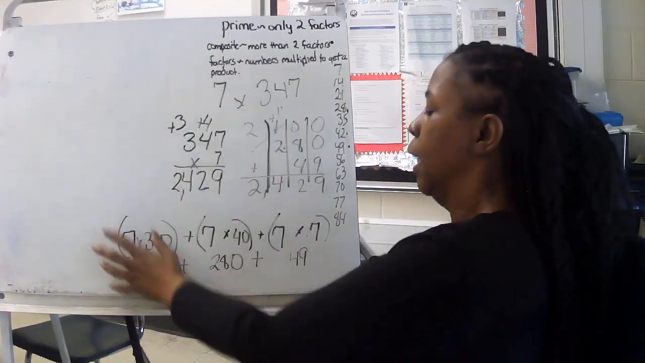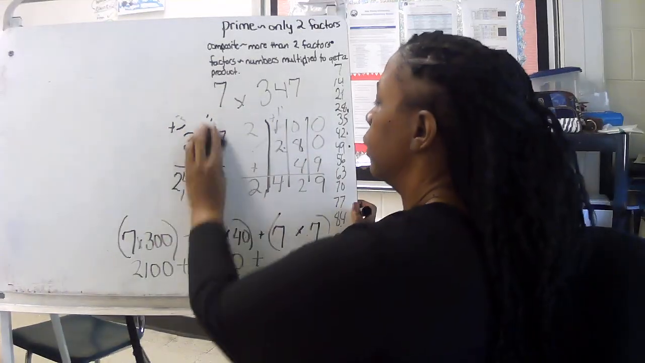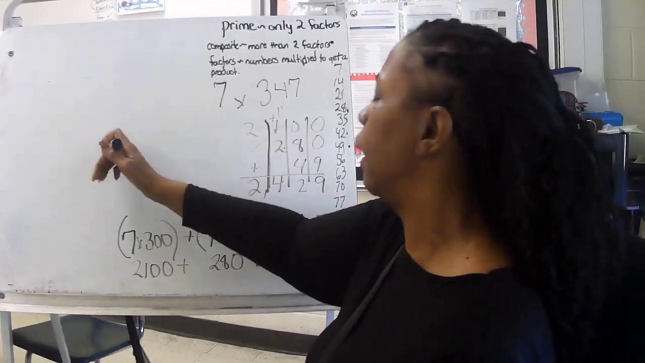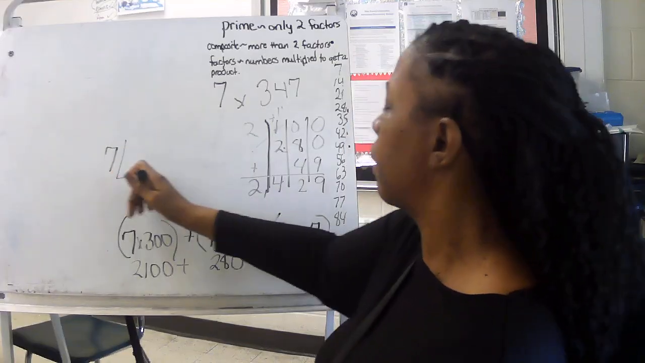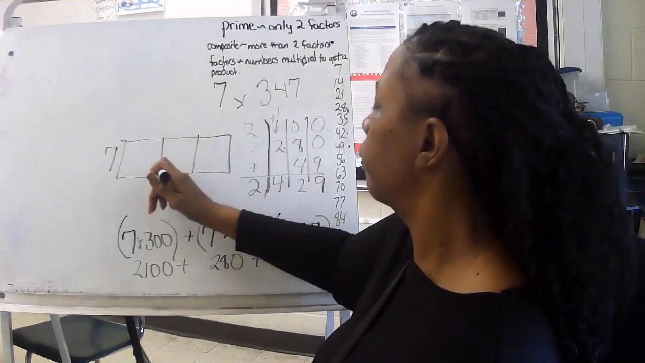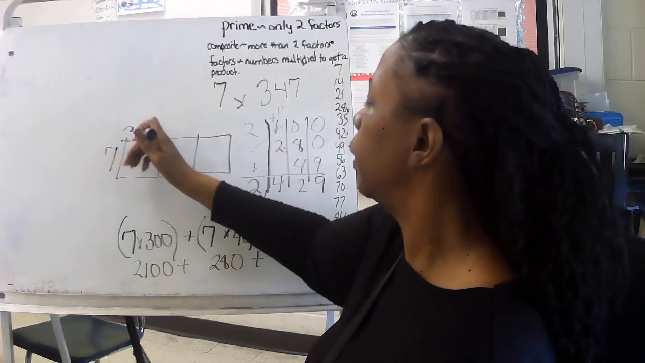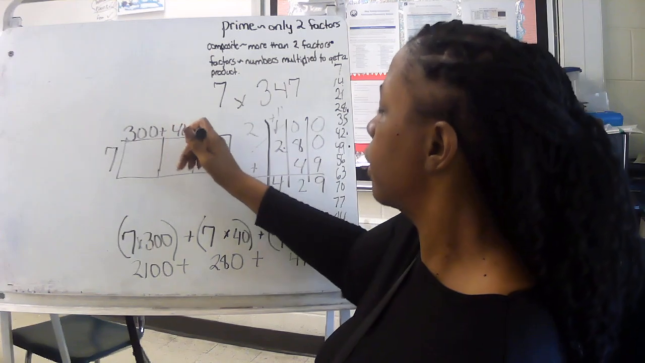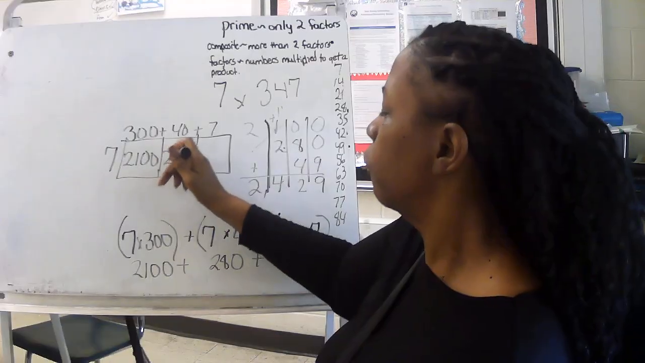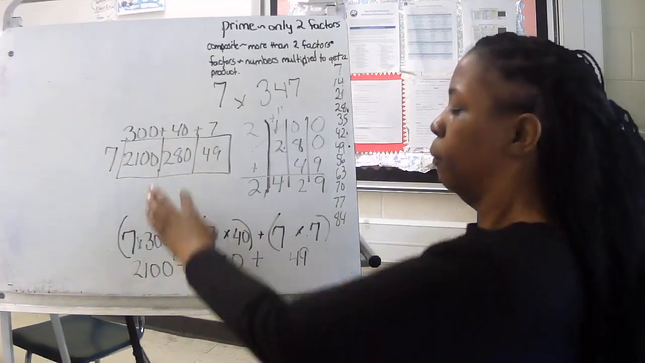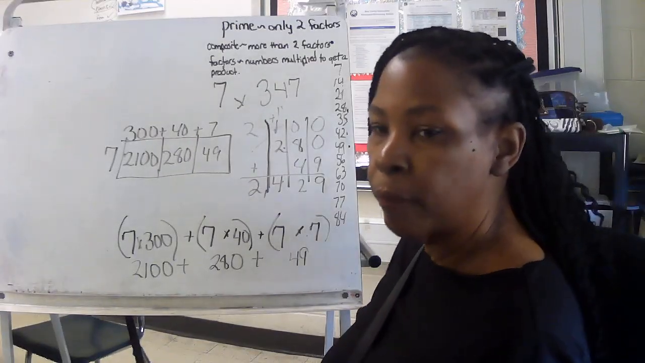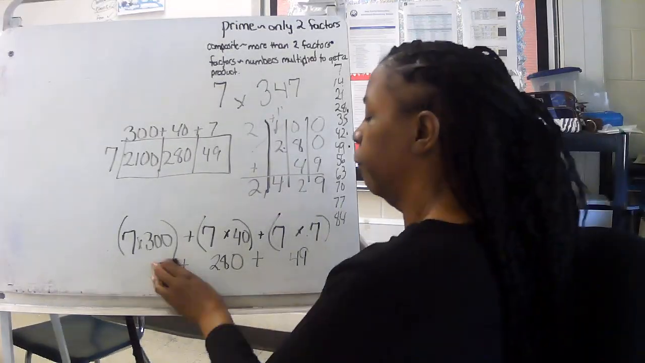So I did standard, I did distributive, and now I'm going to do area right alongside it. And area and distributive property go hand in hand, but they do need to know both of them because they're tested in different ways in 4th grade. So we're doing 300 plus 40 plus 7, which is the expanded form, and 7 times 3 is 2,100, 280, and then 49, and then you're going to put these same numbers right here, and you're going to get your 2,429. So that's what homework is tonight.